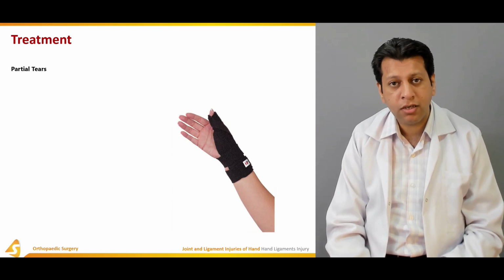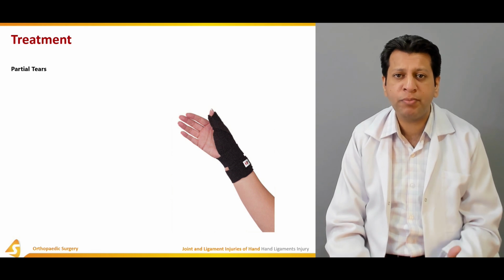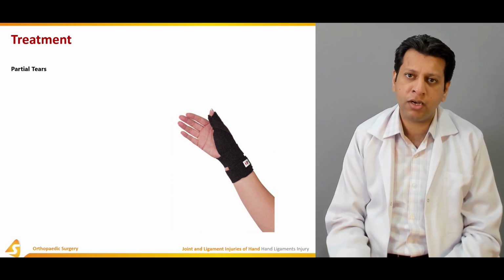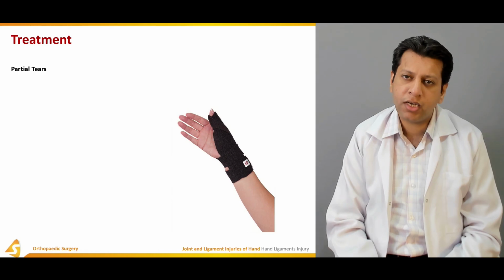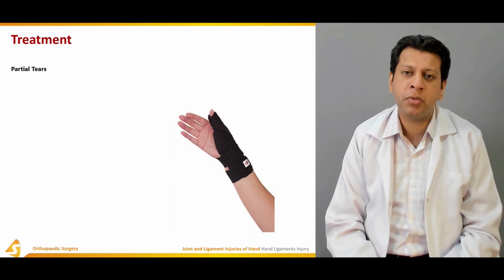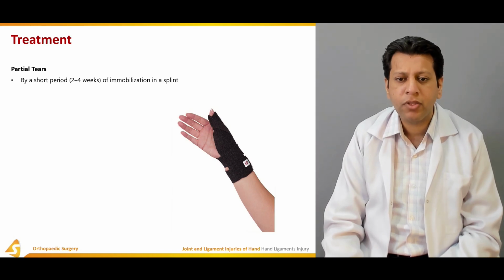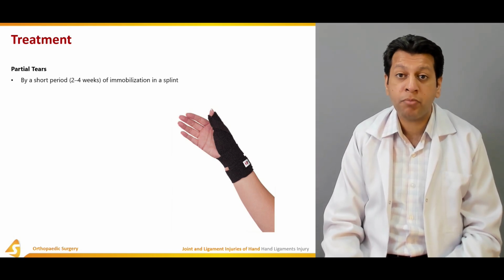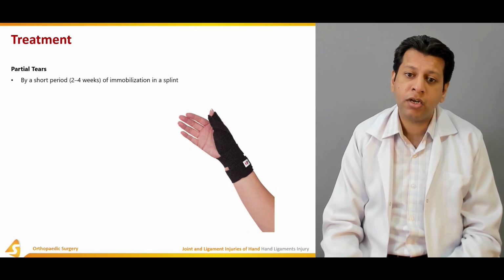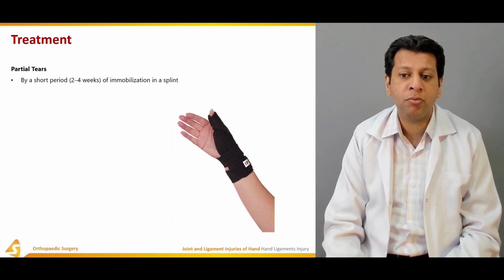If it's a partial tear, how do we come to know about the partial tear? One is the clinical method; the other is that we can get an MRI as well to see whether there's a complete or partial rupture of the ulnar collateral ligament. If it's a partial rupture, we can apply a cast or thumb spica, a thumb splint, for a short period, 2 to 4 weeks of immobilization in the splint.